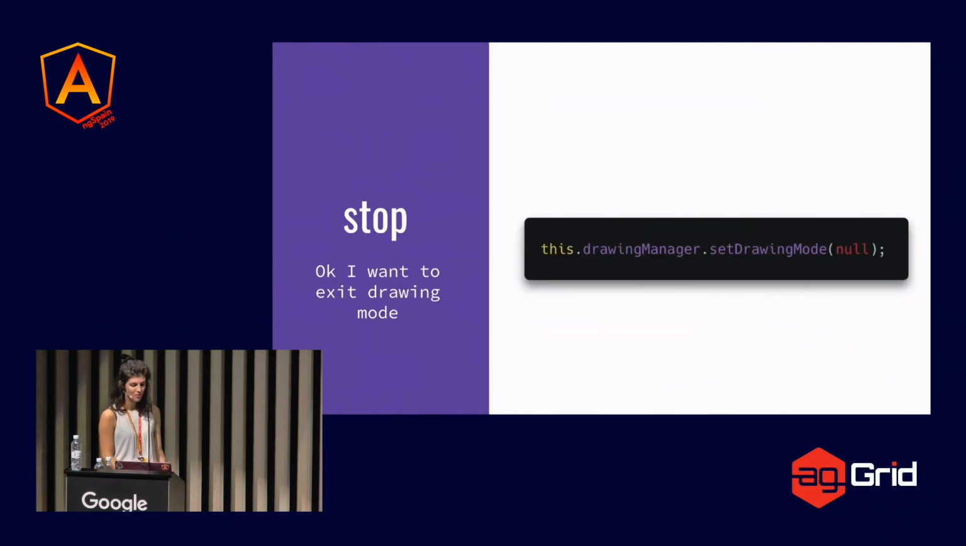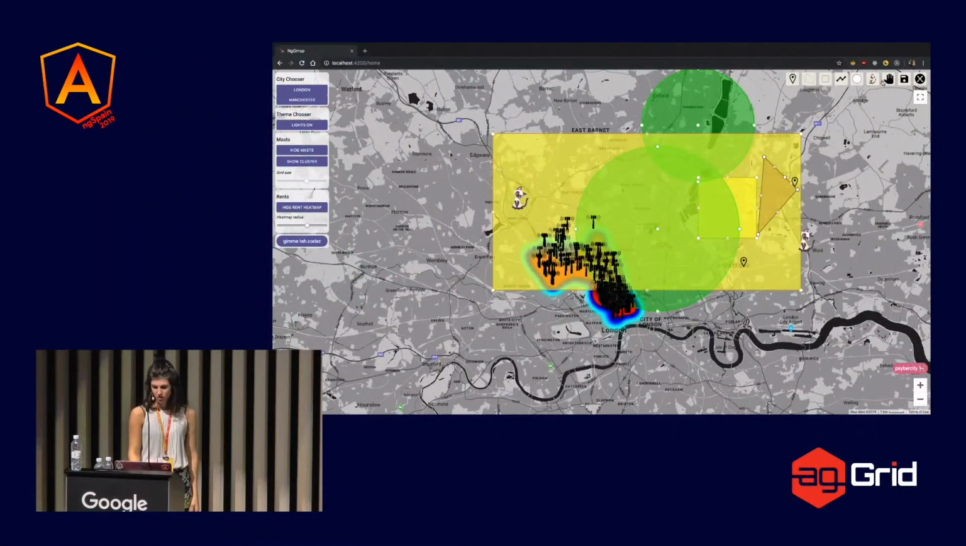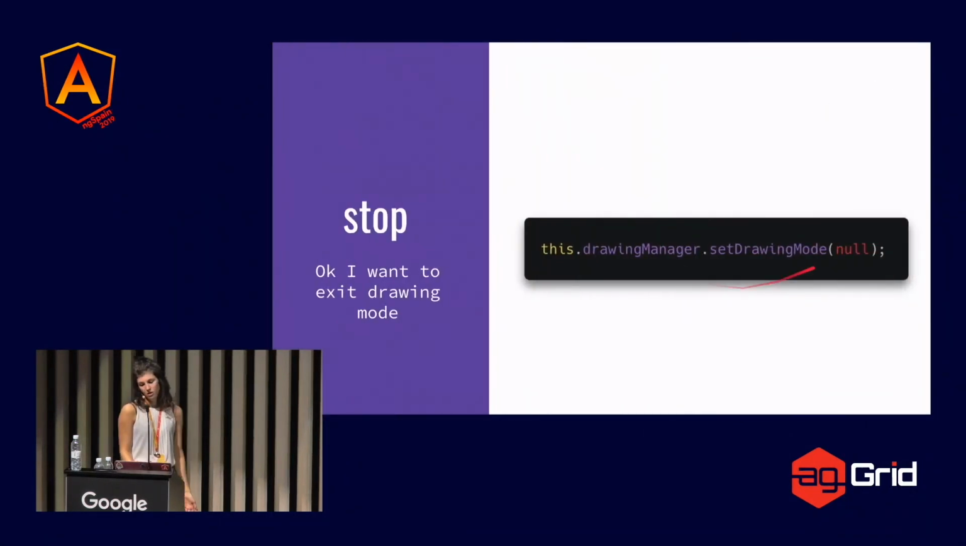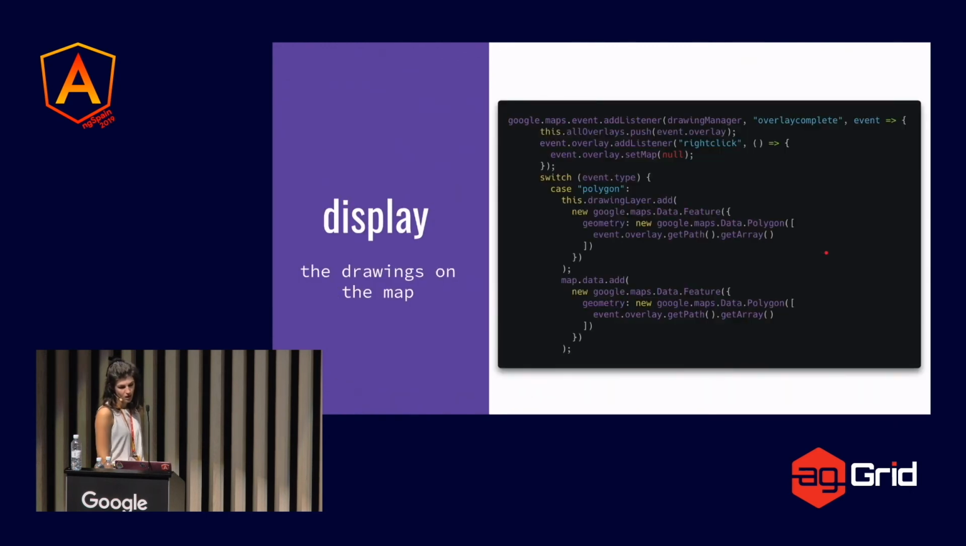So how do I stop? How do I exit drawing mode? By clicking this hand here, you set drawing mode to null. So how do you display the drawings on the map? Again, Maps has, as I said, event listeners. So whenever an overlay is completed, whenever I complete creating an overlay, I just add it to the map. Like map add data, and you add it to the map.